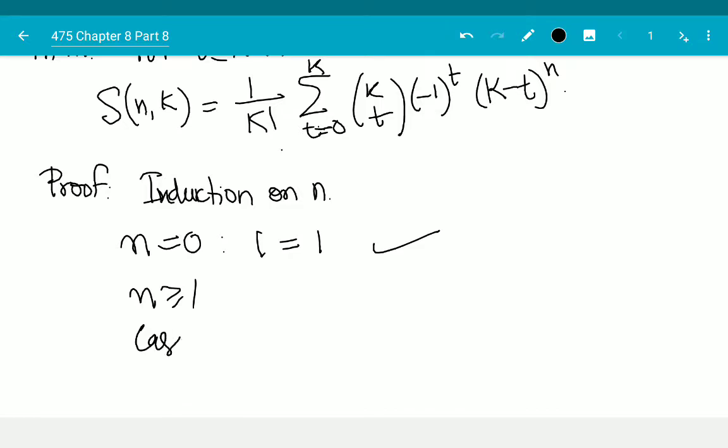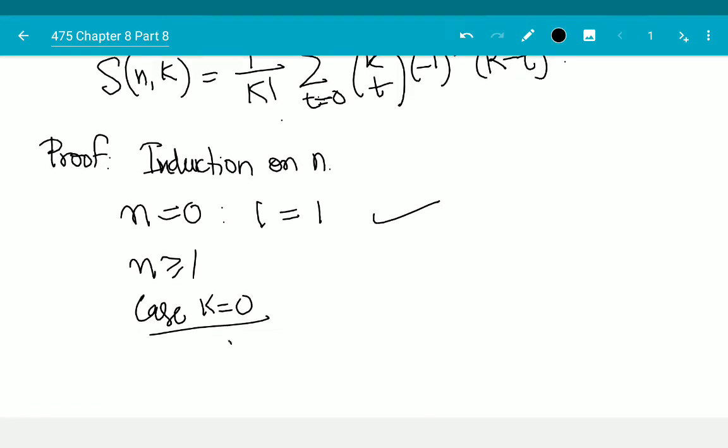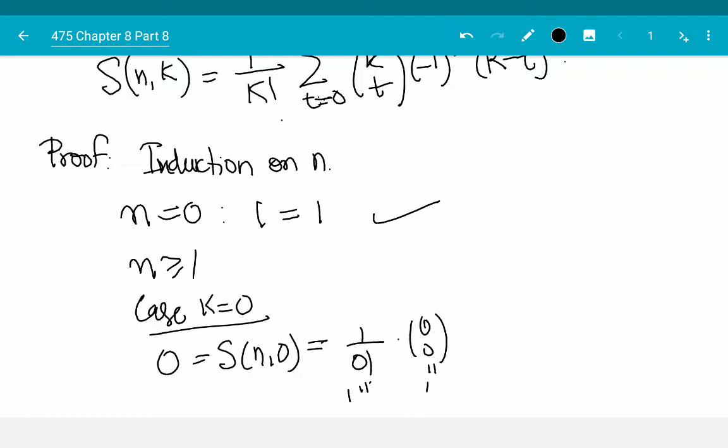And we are going to do it in two cases. Case k is equal to 0. Then S(n,0), which should be equal to 0, is equal to 1 over 0 factorial times 0 to 0, which is 1, times (-1) to the 0, which is also 1, times 0 to the n, which is 0, and so all of this is equal to 0. And so that also checks out.